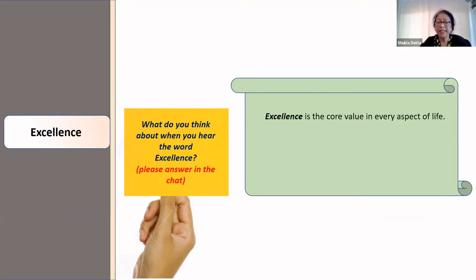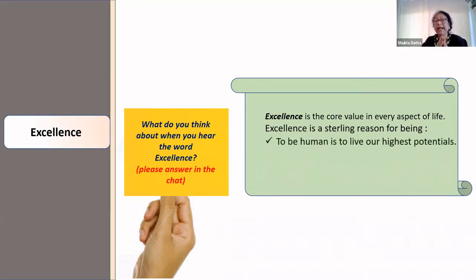Why do we strive for excellence? You see, excellence is the core value in every aspect of our life. Next to integrity and respect, Fortune 500 companies listed excellence as the 3rd most popular core value. Now, to be human is to live. Excellence is the sterling reason for being. After all, why do we exist? Do we exist, or do we want to live? And if we want to live, this is the sterling reason for being.